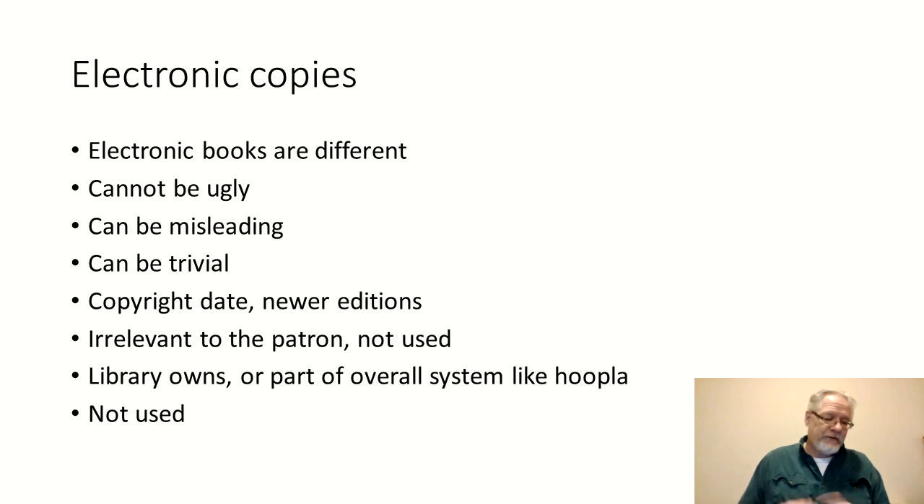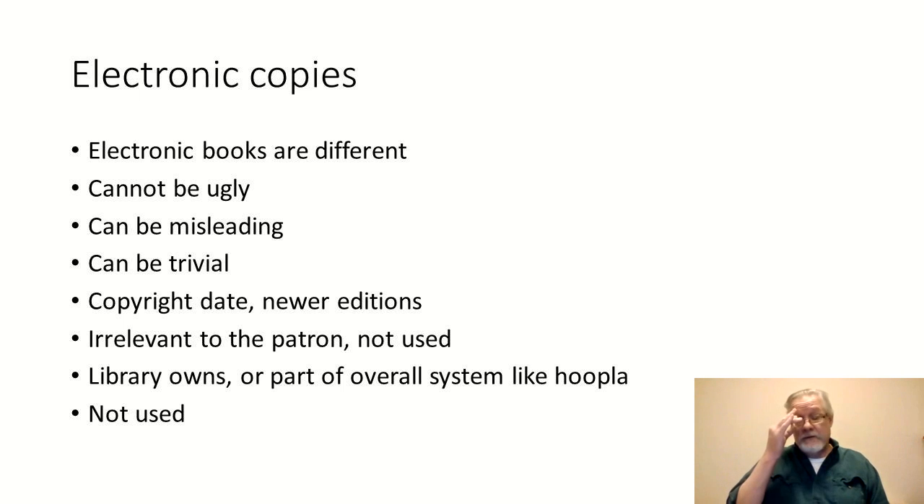Now, electronic copies. I know a lot of you are interested in electronic copies, and electronic copies is a whole new field in weeding, in that most libraries have electronic copies that are part of a collection like Overdrive or Hoopla. So you've got to consider those. You might not have control over something like Hoopla or Overdrive, but there are some publications the library owns. So you have to look at those things first.